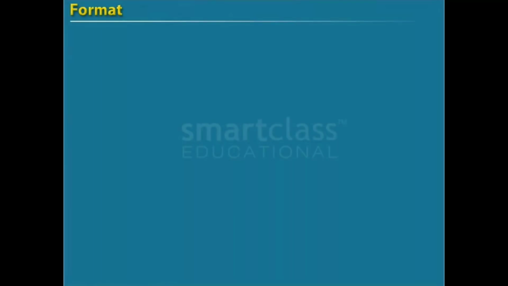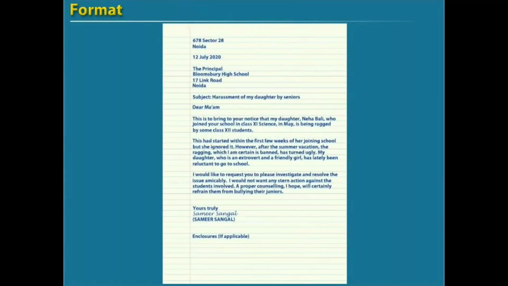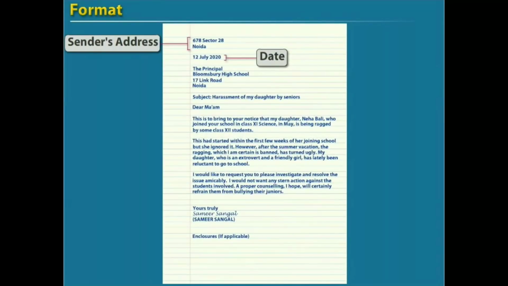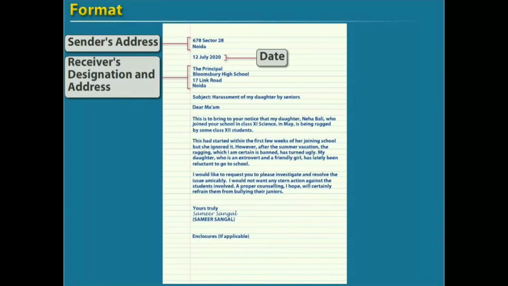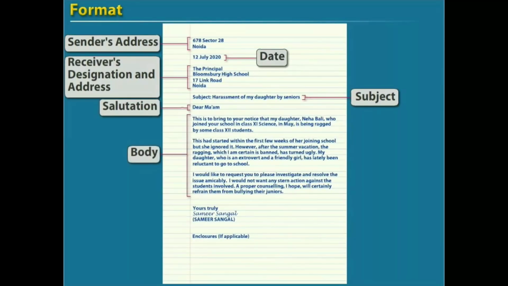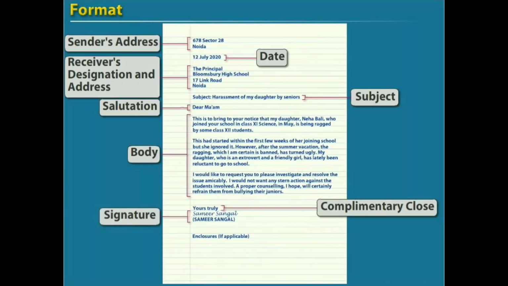Format. Sender's address. Date. Receiver's designation and address. Subject. Salutation. Body. Complimentary clause. Signature. Enclosures.